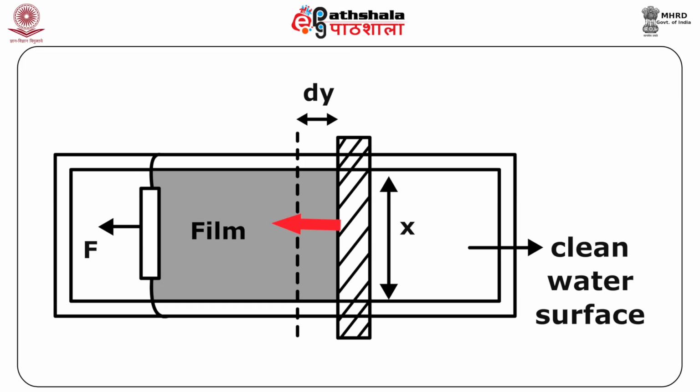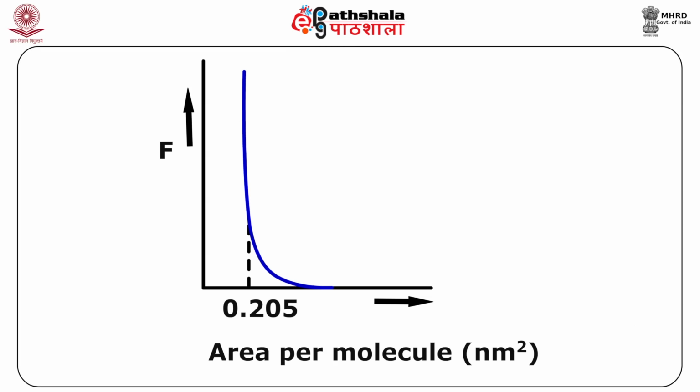If the film is compressed, initially the force required is minimal until a certain critical stage is reached, where the force required to compress the film rises steeply. The figure shows the general trend of how the force required to change the area per molecule of the film-forming substance varies. Such a curve is called an FA isotherm and is a two-dimensional analog of the three-dimensional PV isotherm.